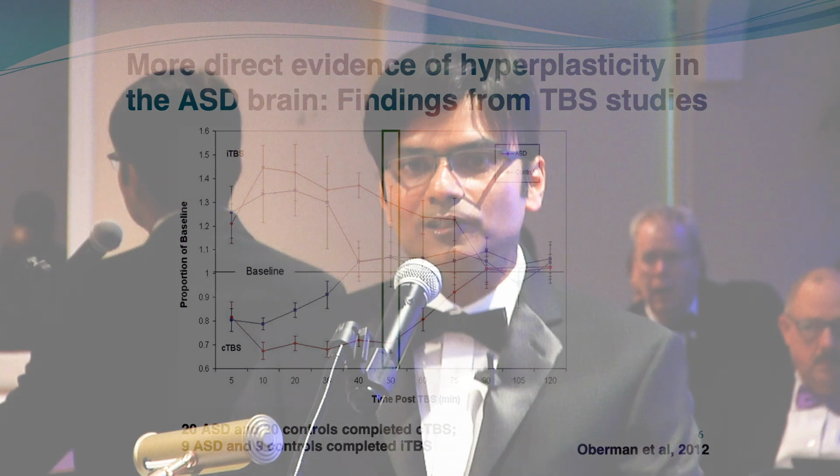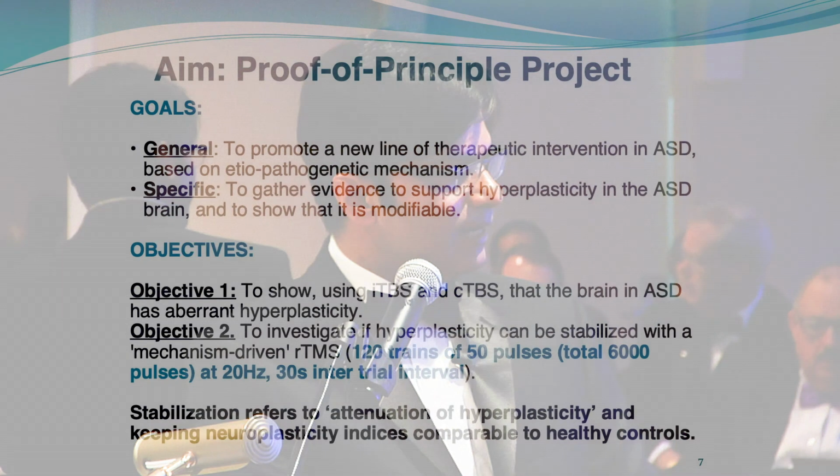So what does it tell us? It tells us that the brain in autism is way too plastic if we compare this with controls. So again, the TMS studies are basically indicating that the brain in autism is characterized by excessive neuroplasticity, which is consistent with what animal experiments were telling us. So now this is direct evidence that the brain is hyperplastic.